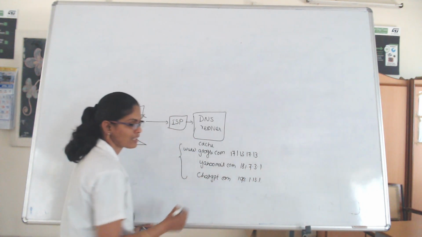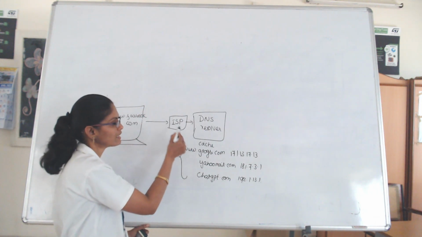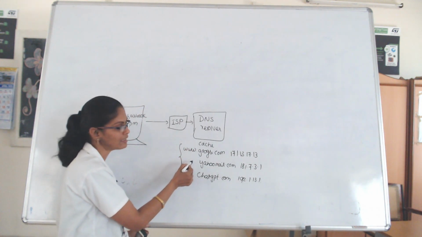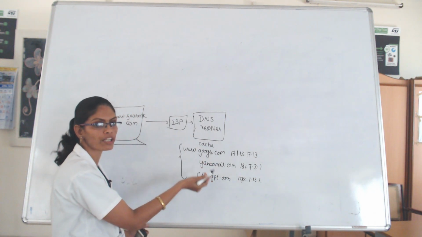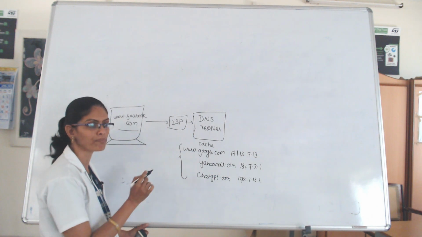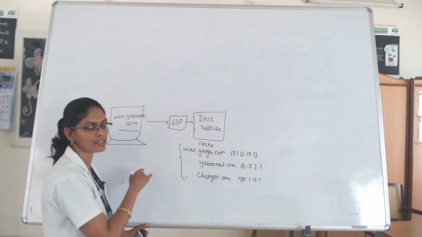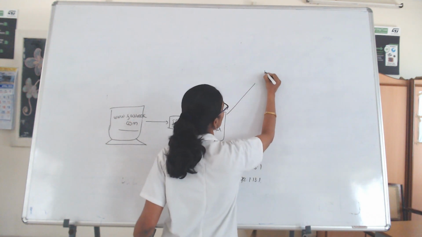So, for example, I have requested www.facebook.com. It will enter this DNS resolver. It will check its cache memory for whether there is a corresponding IP address for this particular www.facebook.com. If it matches, it will give the IP address. If not, it will contact the root server.